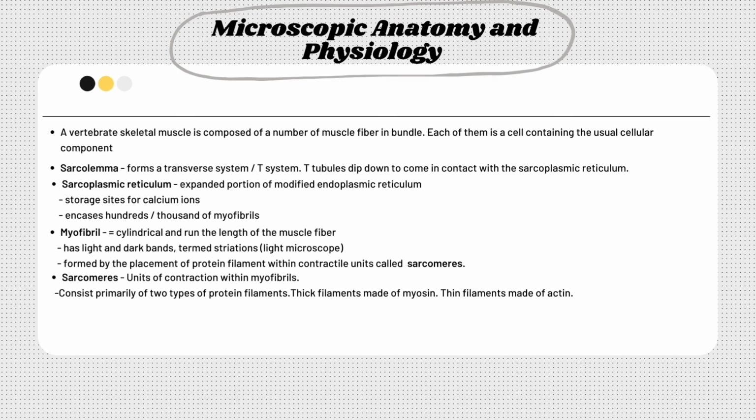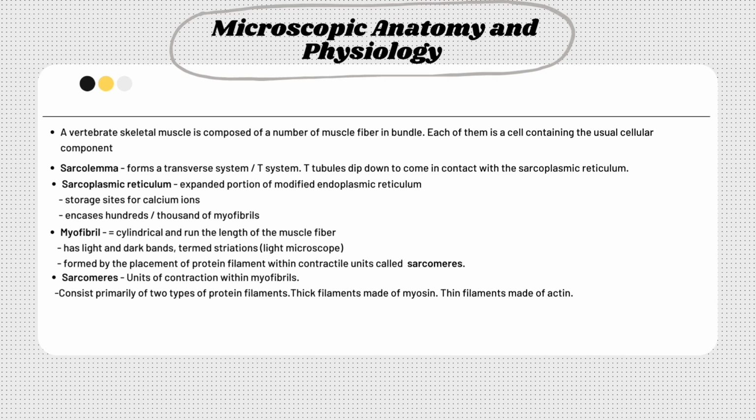Meanwhile, under the electron microscope, we can see that the striations of the myofibril are formed by the placement of overlapping filaments within a contractile unit called the sarcomere. If we observe the sarcomere when it relaxes, it extends between two dark lines called Z lines. There are two types of protein filament. First, the thick filament made of myosin, and the other made up of actin.